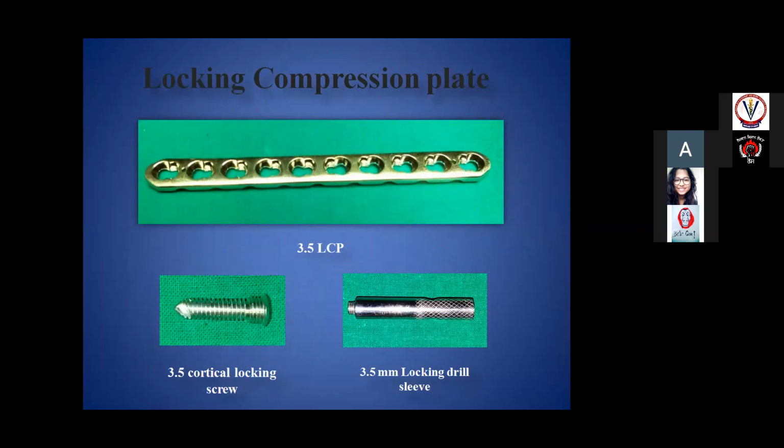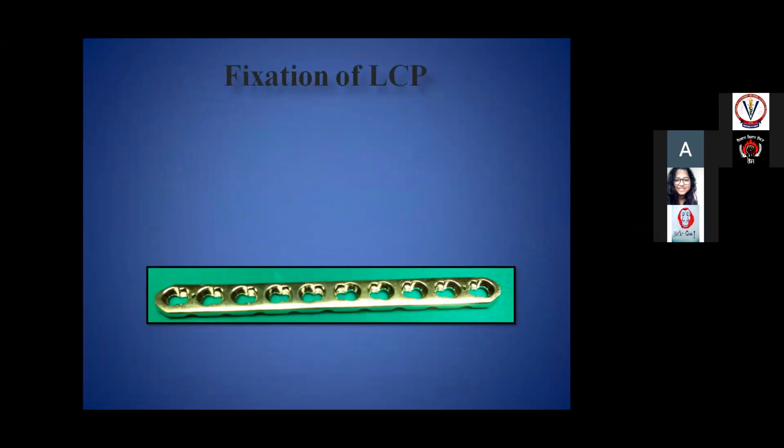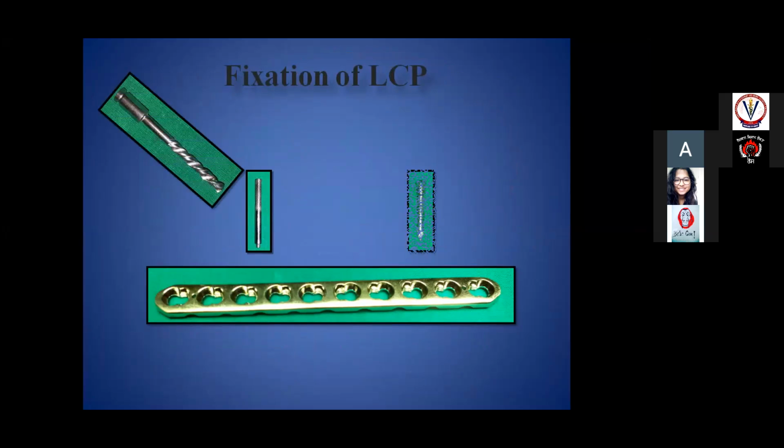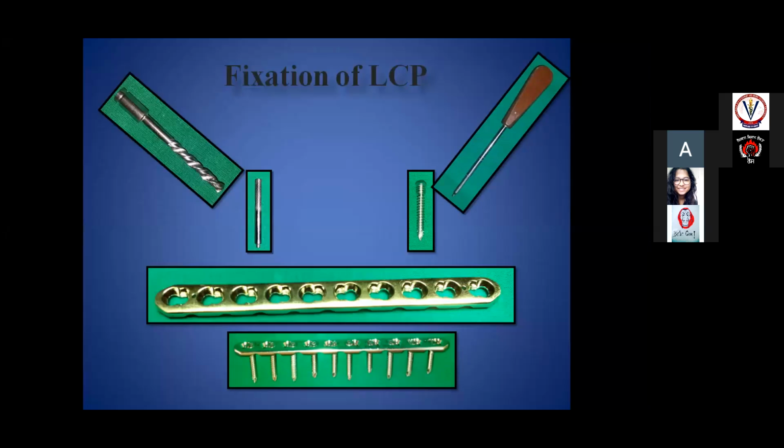Again, it will come as a 3.5 locking compression plate with a combi hole. We can use this threaded hole. Select a plate, drill a hole with a drill bit, then select a screw and a screwdriver. Okay? This is how the locking compression plate is fixed.